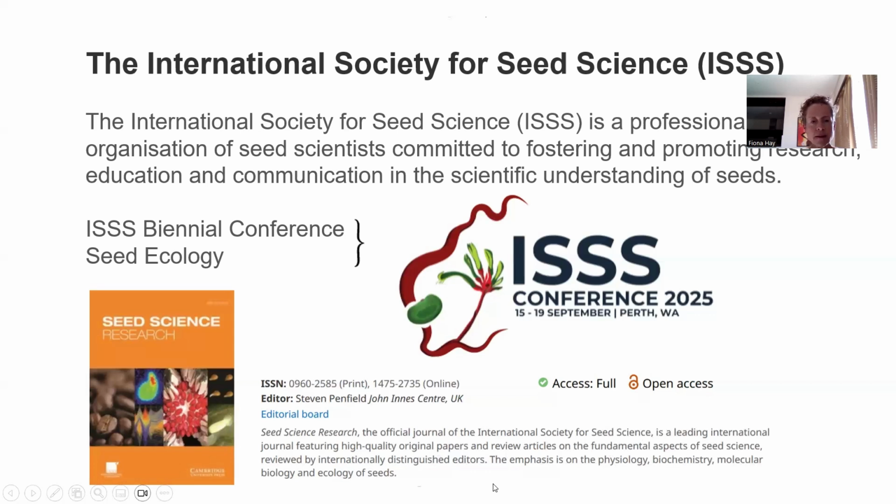And just to say something about the complementarity of these two journals, Seed Science and Technology and Seed Science Research, I think one of the key points is that Seed Science Research is more likely to have articles and papers which are more on the fundamental aspects of seed science, whereas Seed Science and Technology is more the applied aspect of seeds.